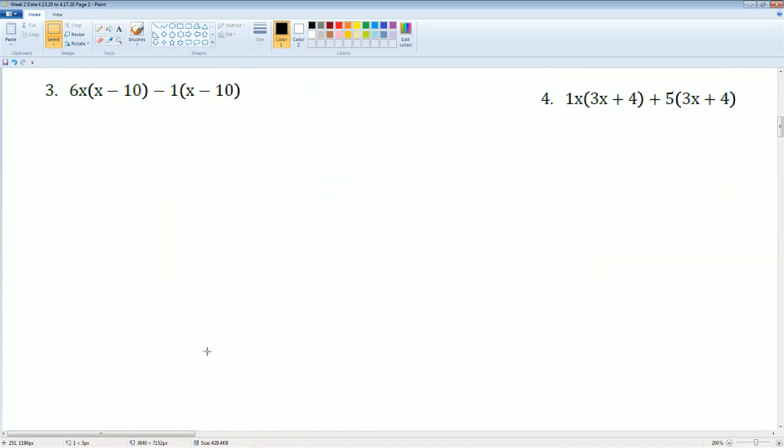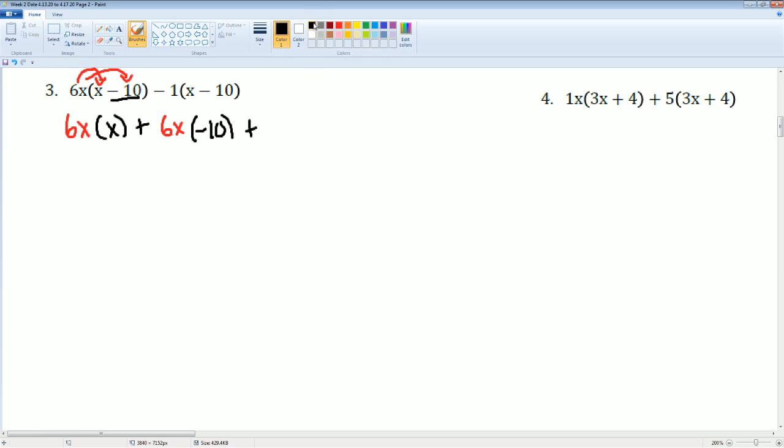Let's do this one. I'm going to show you how to do this one. Okay? So, first step, same thing as before. The 6x is going to be multiplied to the x. So, 6x multiplied to the x plus 6x multiplied to the negative 10. Okay? 6x parentheses, you see, it's not just 10, it's negative 10. Good? All right.